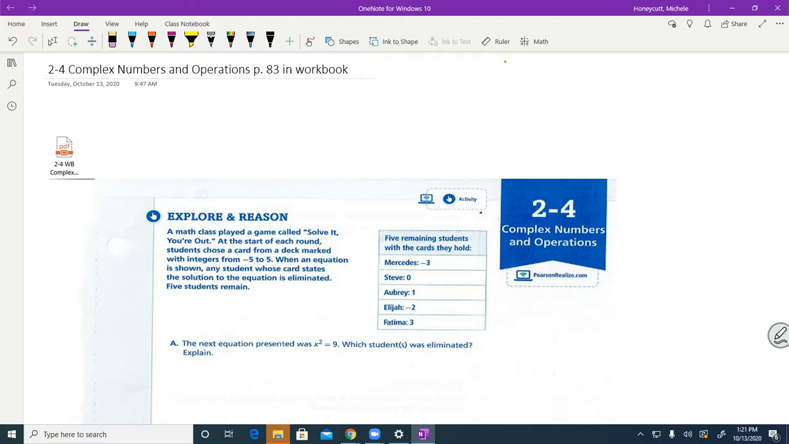Today we're going to be covering 2-4 complex numbers and operations, and you'll start taking notes on page 83 in your workbook. Before we get started with 2-4, I think we should spend just a minute reviewing how to simplify radicals, because that is a skill that you're going to need to use this section. So, simplifying radicals. Let me show you what I mean by that with an example. Let's say I have the radical, the square root of 75.